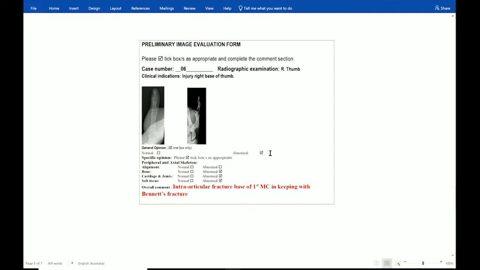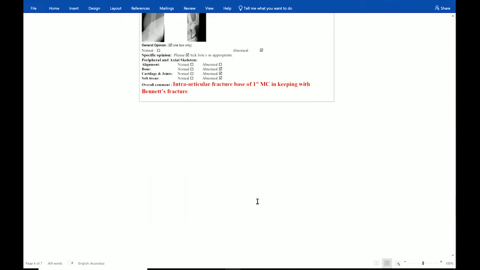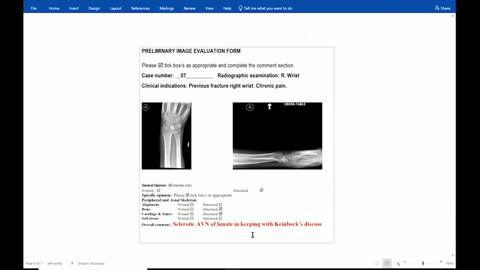So for the PIE form, it's abnormal, the bone is abnormal, the joint is abnormal because it forms part of the wrist joint, and then there's some soft tissue swelling. So the overall comment is there's an intra-articular fracture at the base of the first metacarpal, which is in keeping with the Bennett's fracture. Our final case then.